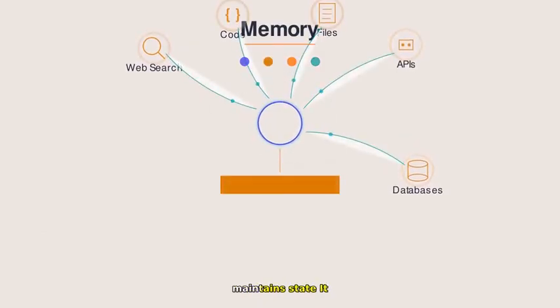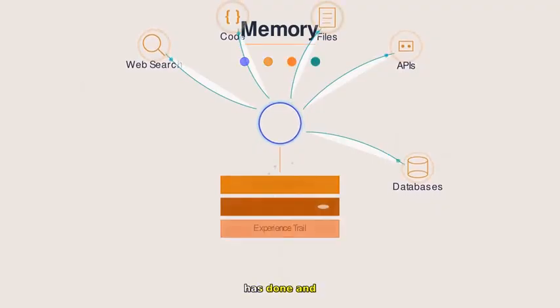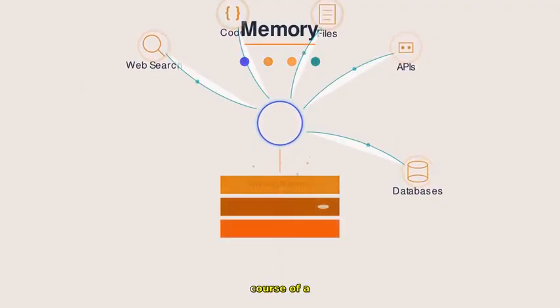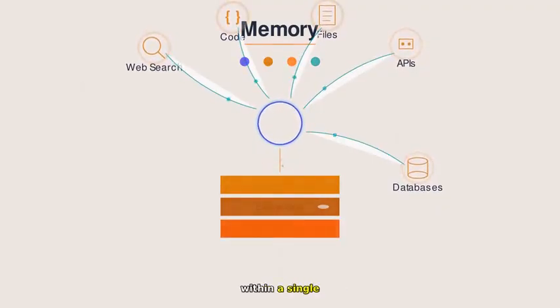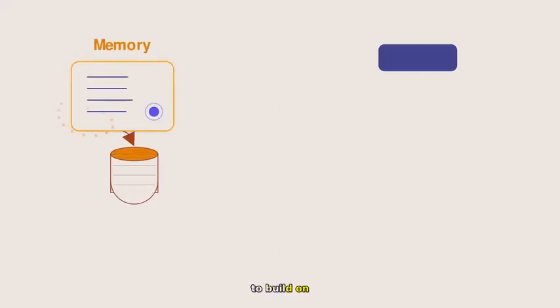The second property is memory. An agent maintains state. It remembers what it has done and what it has encountered across the course of a task, not just within a single exchange, but potentially across multiple sessions. Memory is what allows an agent to build on its own prior actions rather than starting from scratch at every step.